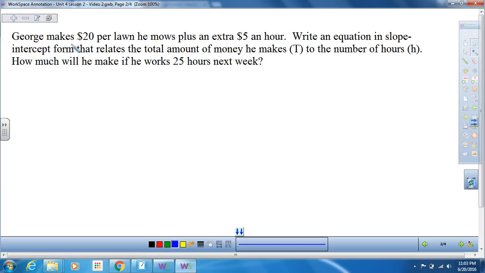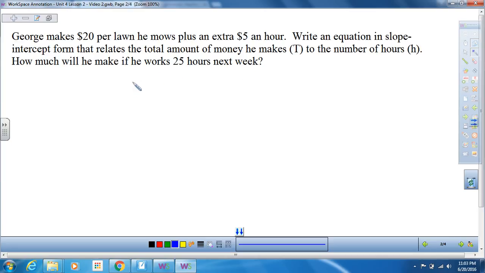Okay, George makes $20 per lawn he mows plus an extra $5 an hour. Write an equation in slope-intercept form that relates the total amount of money he makes to the number of hours. And then we have to know how much money will he make if he works 25 hours next week.